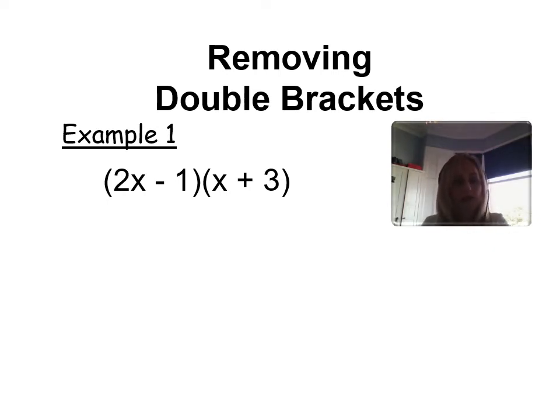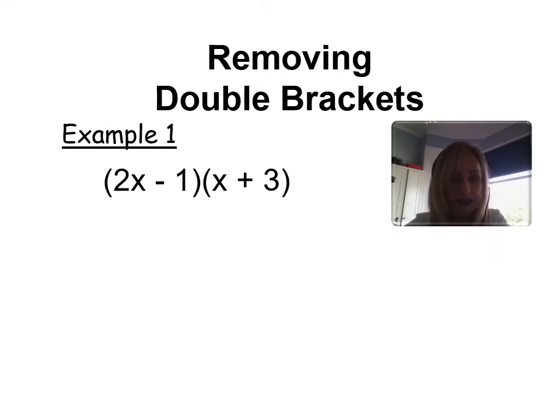Now the process for removing the brackets is that we must multiply every term in each bracket by each other. There are various different ways of doing that, and the way that I'm going to show you here is by splitting the first bracket into two separate terms and multiplying that by the second bracket.